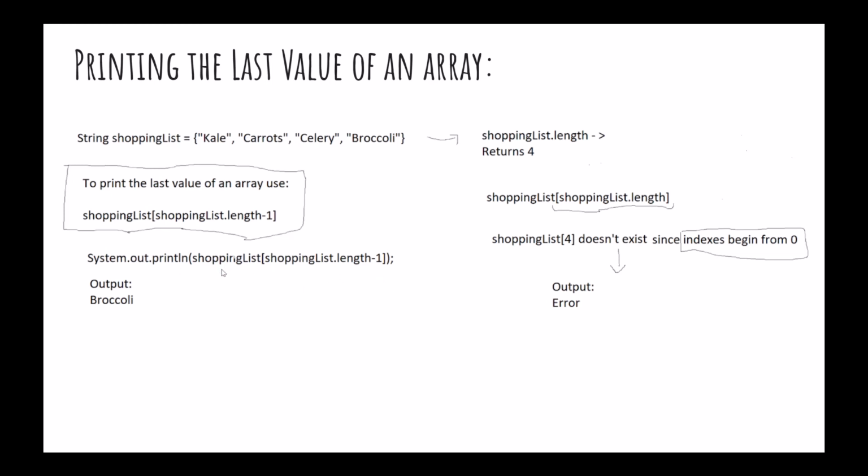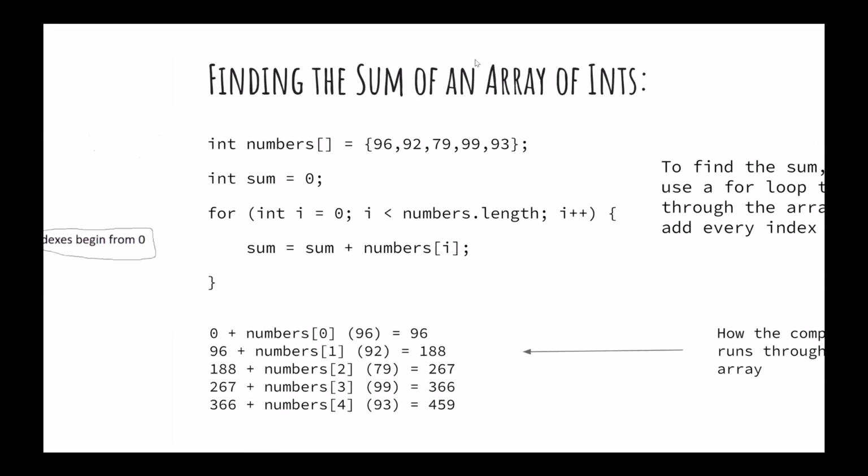Now remember, this array can be anything. It doesn't have to be shoppingList. It just has to be the name of the array that you're trying to print the last value for. And what do you know? When you do this, it's going to print broccoli, and that's the last value of the array.